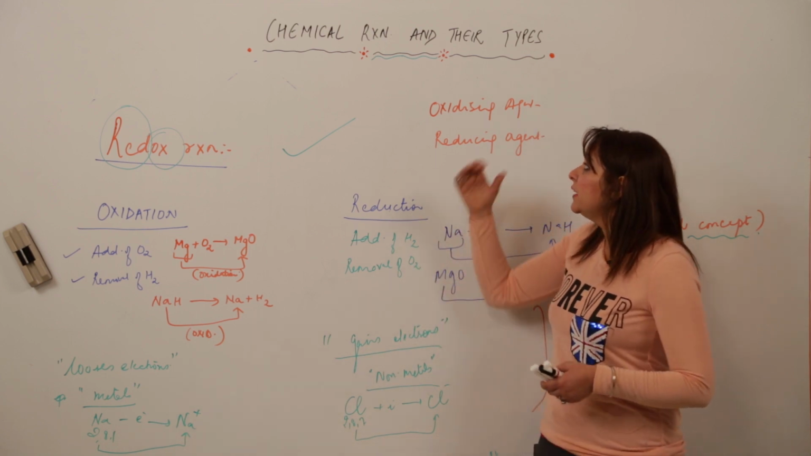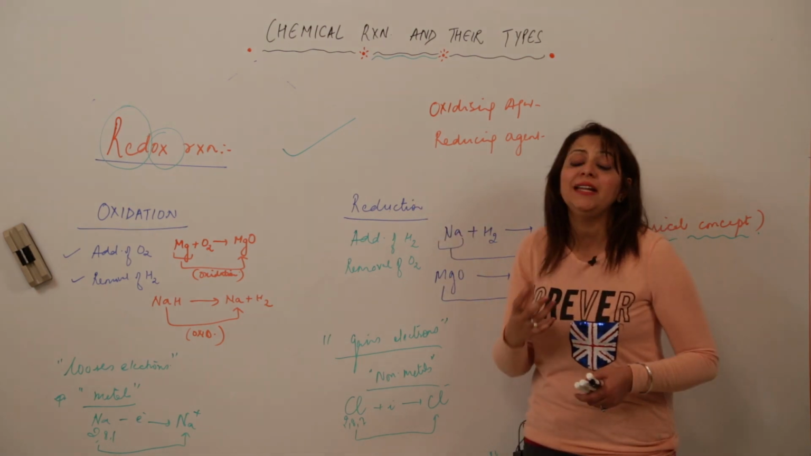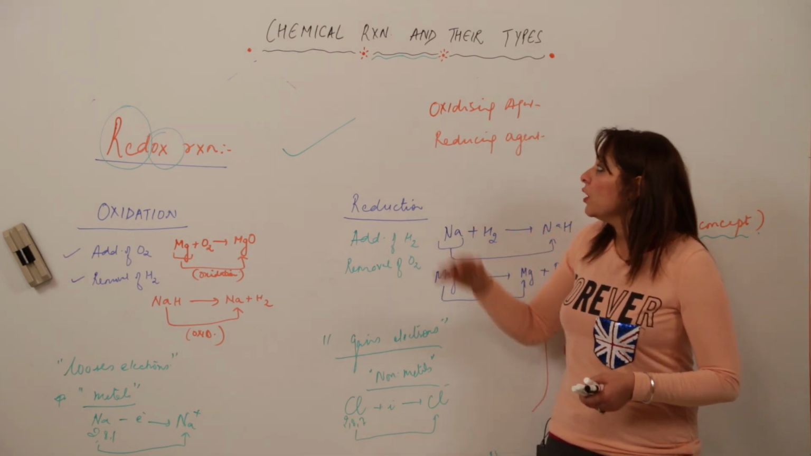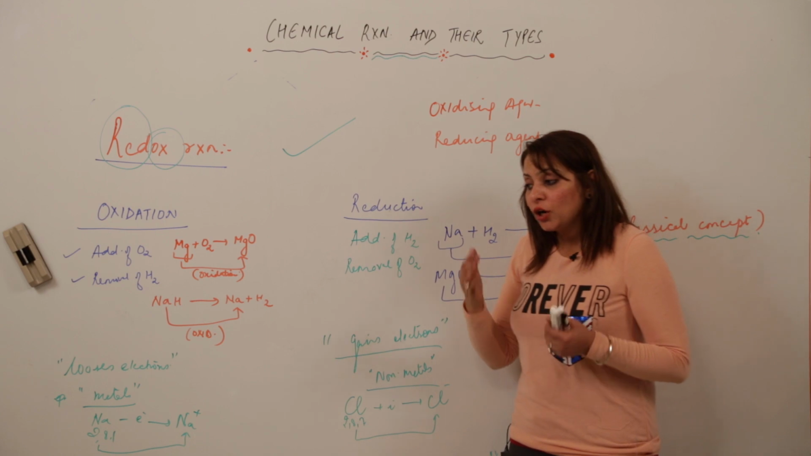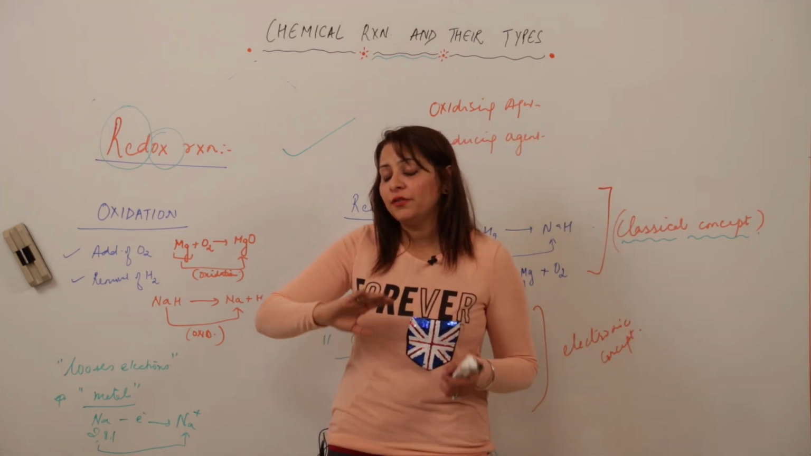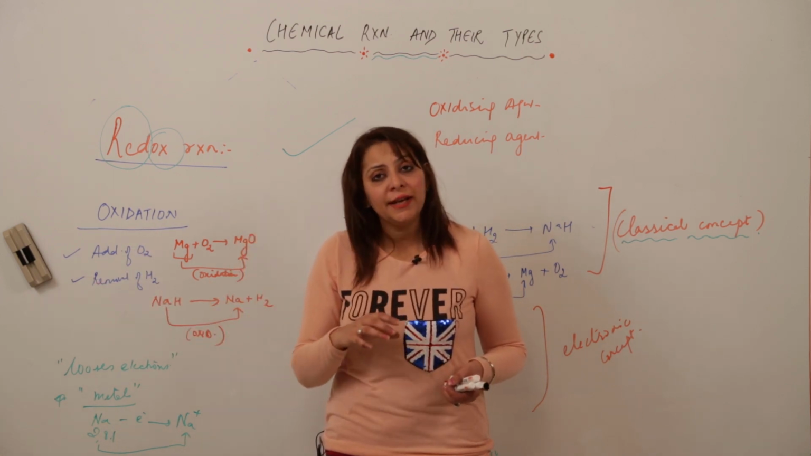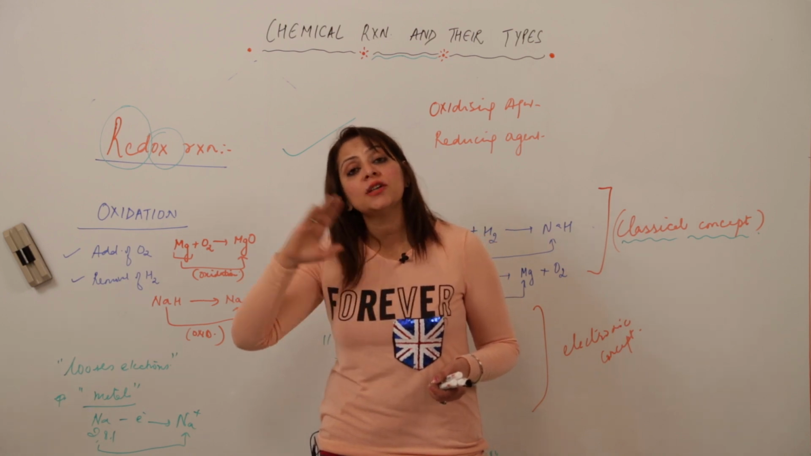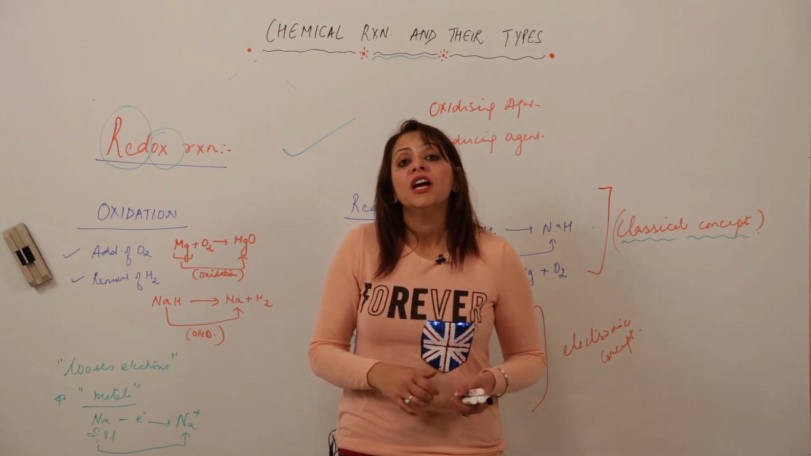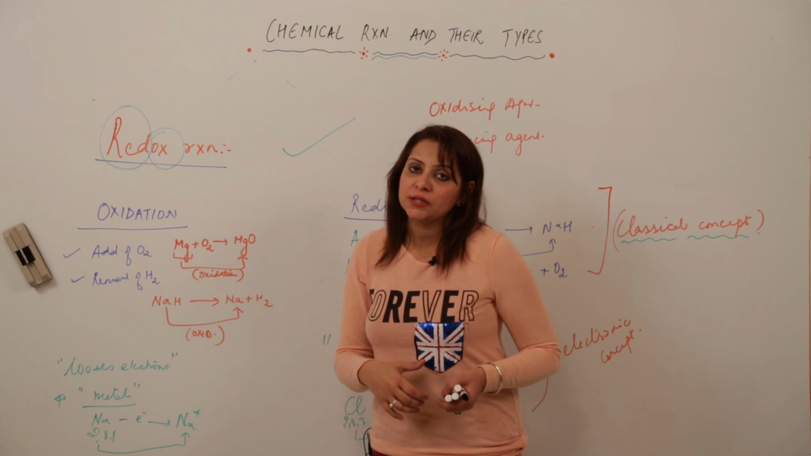So in a similar way, the oxidizing agent and reducing agent play that role. They act as an agent for oxidation or reduction, right? So what do you mean by oxidizing agent? An oxidizing agent is that which oxidizes the other substance and in return gets reduced. I am repeating, it oxidizes the other substance and itself gets reduced. In a similar way, a reducing agent, as the name suggests, will reduce the other and itself gets oxidized.